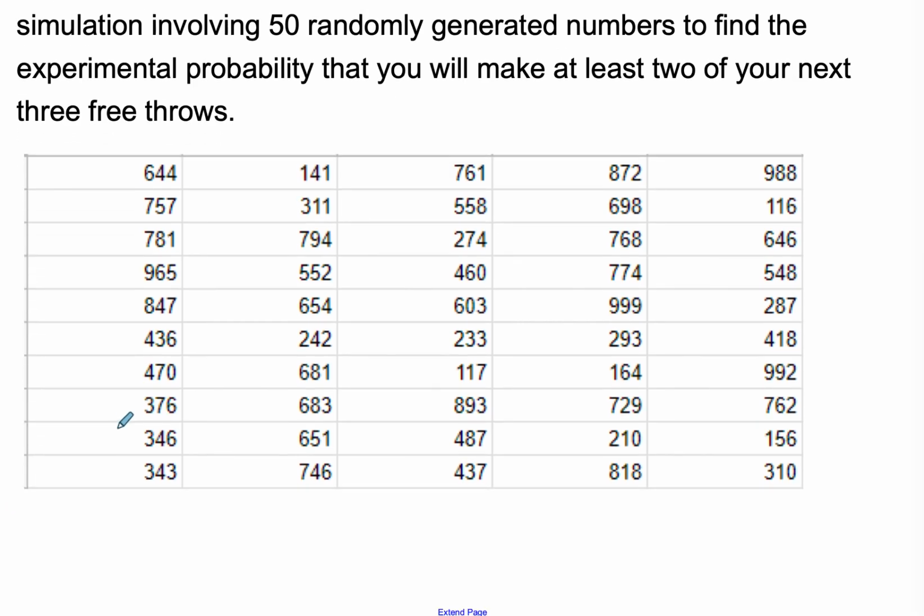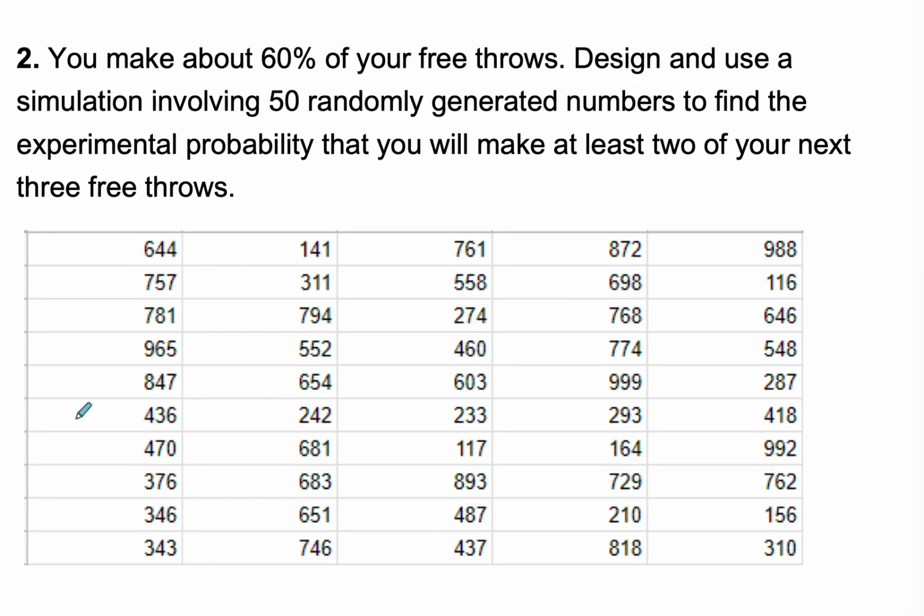All right, let's take a look at this one. This is our last one. You make about 60% of your free throws. Design and use a simulation involving 50 randomly generated numbers to find the experimental probability you will make at least 2 of your next 3 free throws. Go ahead and pause the video and do this one on your own.